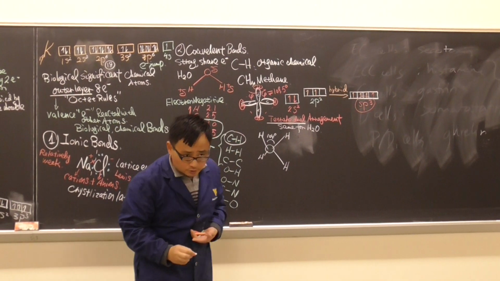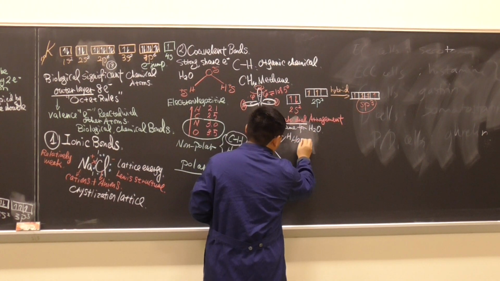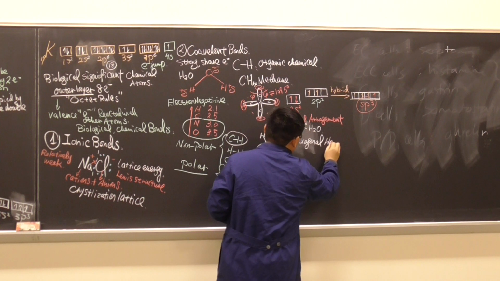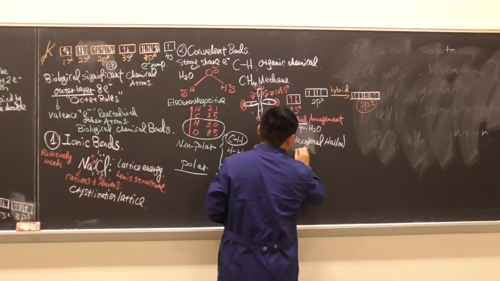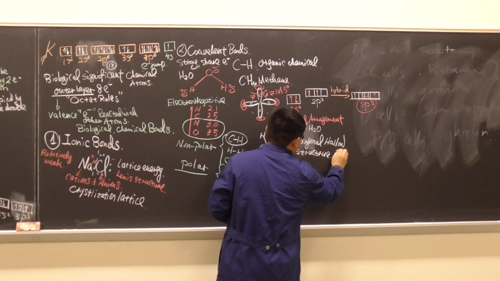Once it freezes, which means the temperature decreased, it will become a hexagonal halo structure. This is what ice means.